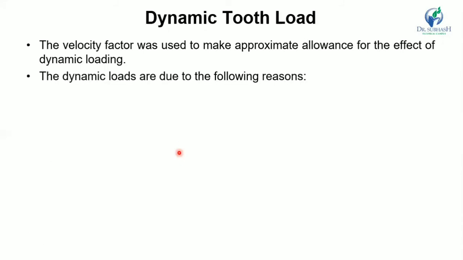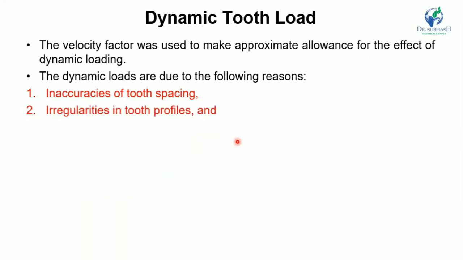Now, let us consider the dynamic tooth load. The velocity factor was used to make the approximate allowances for the effect of dynamic loading. And these dynamic loads are due to some reasons. What are the reasons for inducing the dynamic load? Those reasons are inaccuracies of tooth spacing, irregularities in tooth profiles, and deflections of teeth under load. So these are the three reasons. For these reasons, the dynamic tooth load may be induced in the gear teeth.